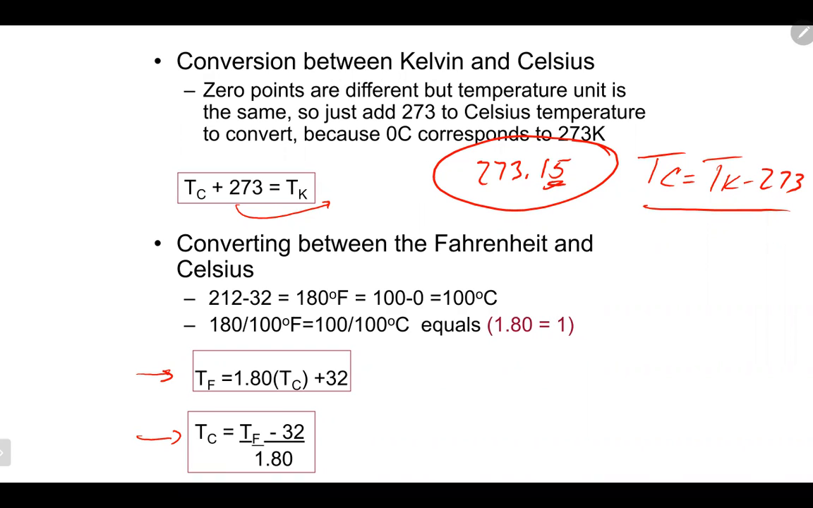Now that 1.8 number is really based off of, as I mentioned, the difference between freezing and boiling of water. Maybe you learned it a different way, also 9/5. It's the same thing. If you take 9 divided by 5, you get 1.8. So if you learned that, it's the same idea there. The Fahrenheit would be 9/5 times the temperature in Celsius plus the 32.